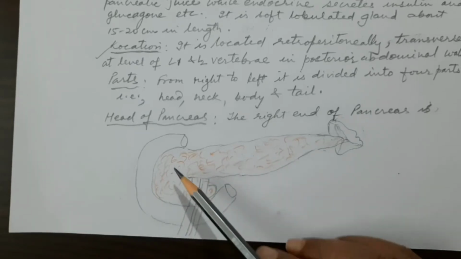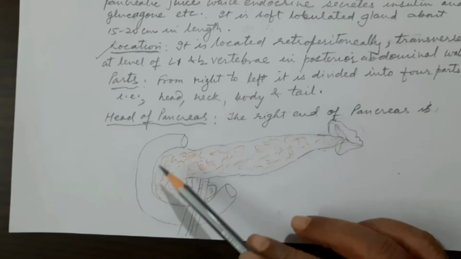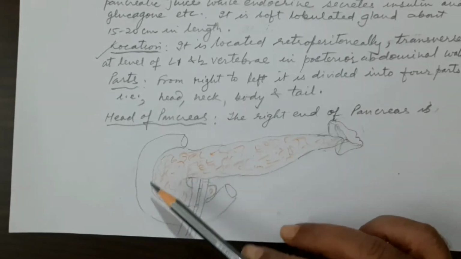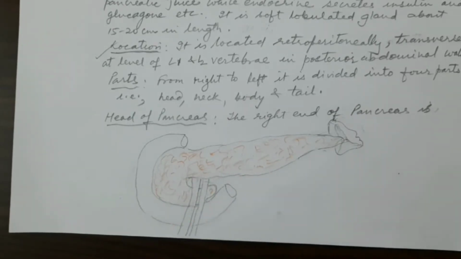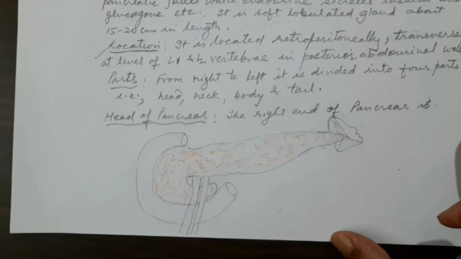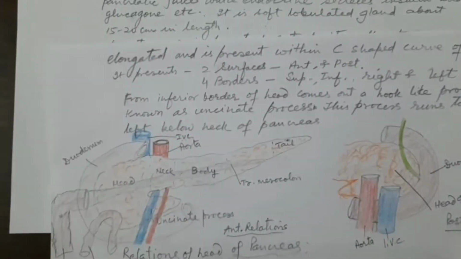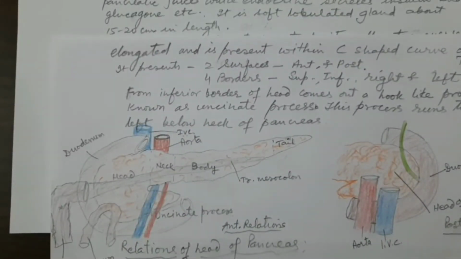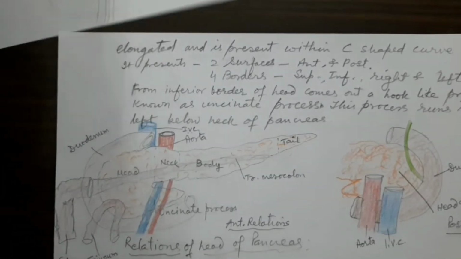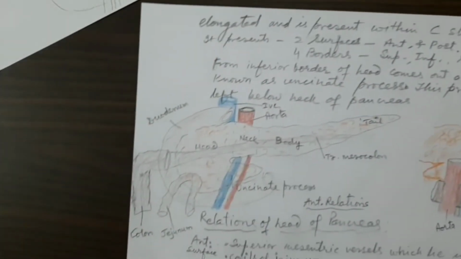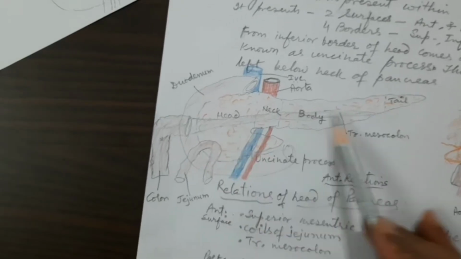Now this is the right end of the gland. The head of the pancreas is the right end of the pancreas. And if you see further, it is elongated and is present within the C-shaped curve of the duodenum. This is an elongated gland.